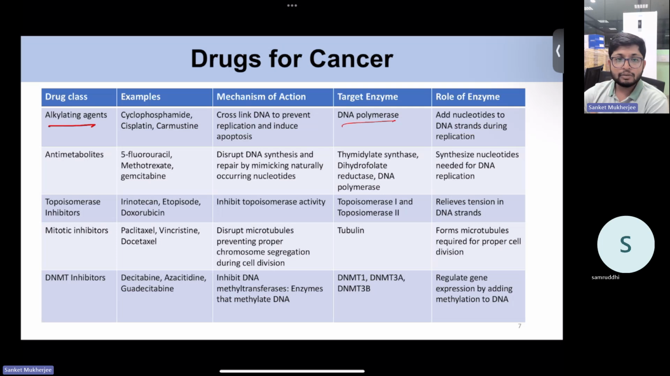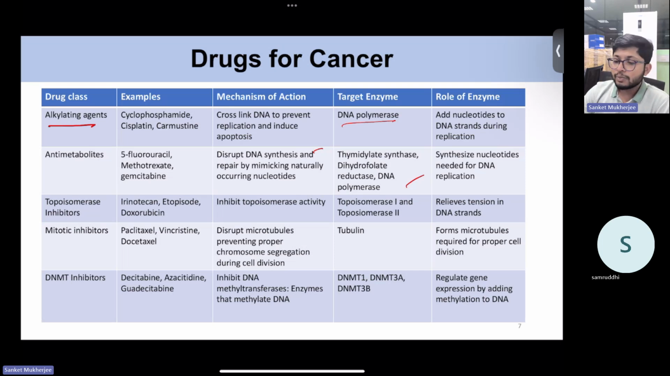Similarly, there are anti-metabolites like fluorouracil, methotrexate, and gemcitabine. They disrupt DNA synthesis and repair by mimicking the naturally occurring nucleotides. The target enzymes here are thymidylate synthase, dihydrofolate reductase, and DNA polymerase. And they essentially are important for synthesis of nucleotides, which are needed for DNA replication.